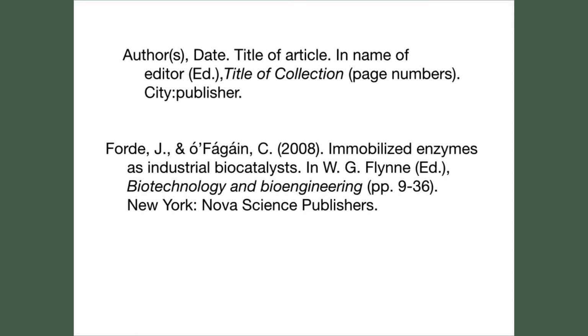This is how the article would be listed in the references of a paper. Notice that the title of the book follows the same guidelines as the title of an article, and only the first word is in caps. Hopefully, this will help you understand how to avoid plagiarism and correctly cite an article from a collection using APA.